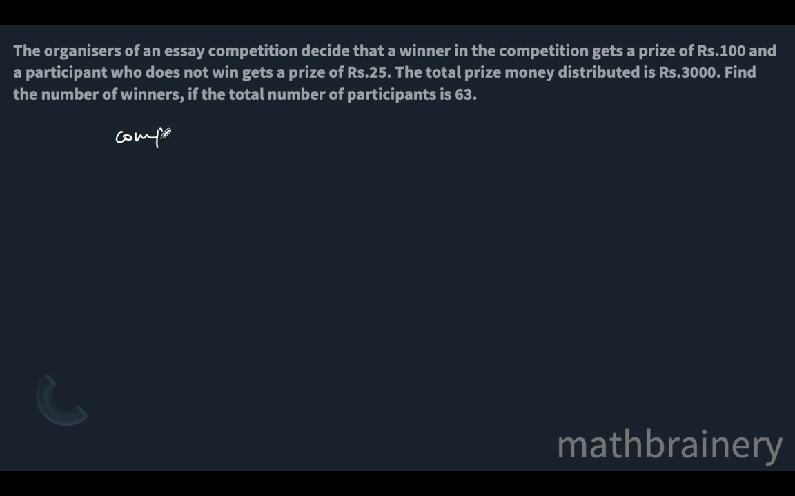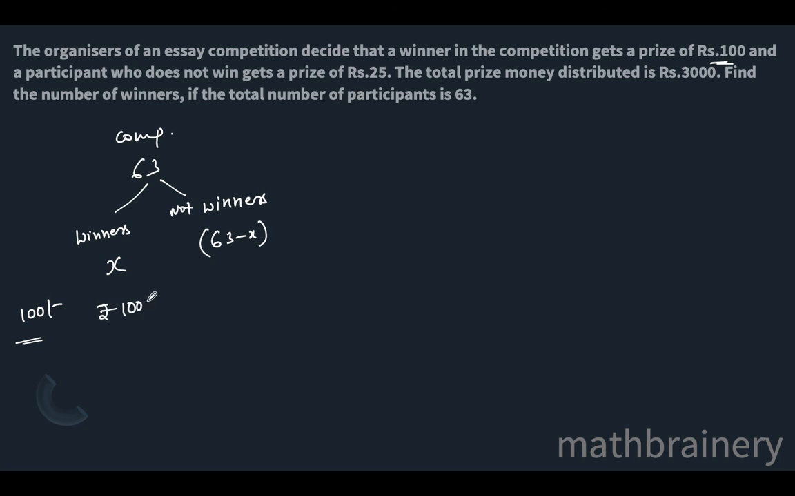So there was an essay competition and there were 63 participants. Out of these 63 participants, some participants are declared as winners while some are not winners. If there are x winners totally, then how many participants are not winners? 63 minus x, obviously. Now what is given? The winners are given a prize of 100 rupees each. So if there are x winners, the organizers distributed x into 100 rupees, that is 100x rupees for winners.